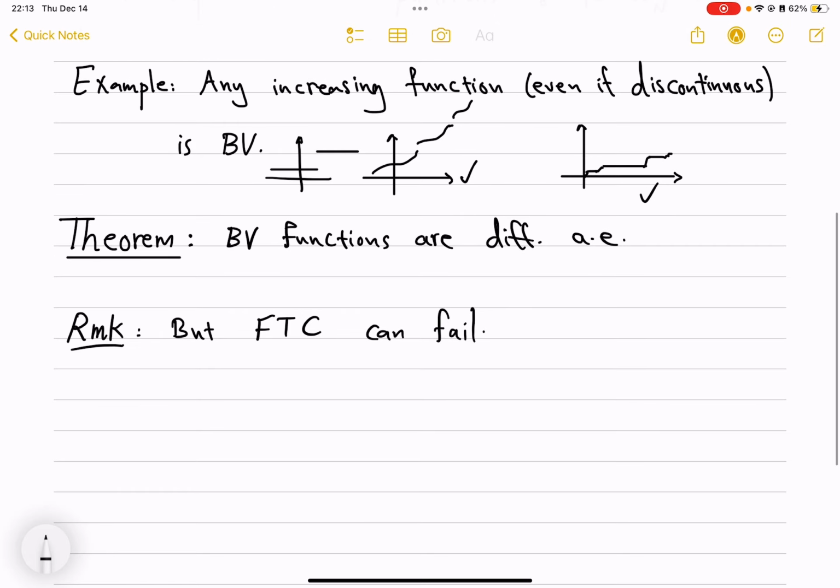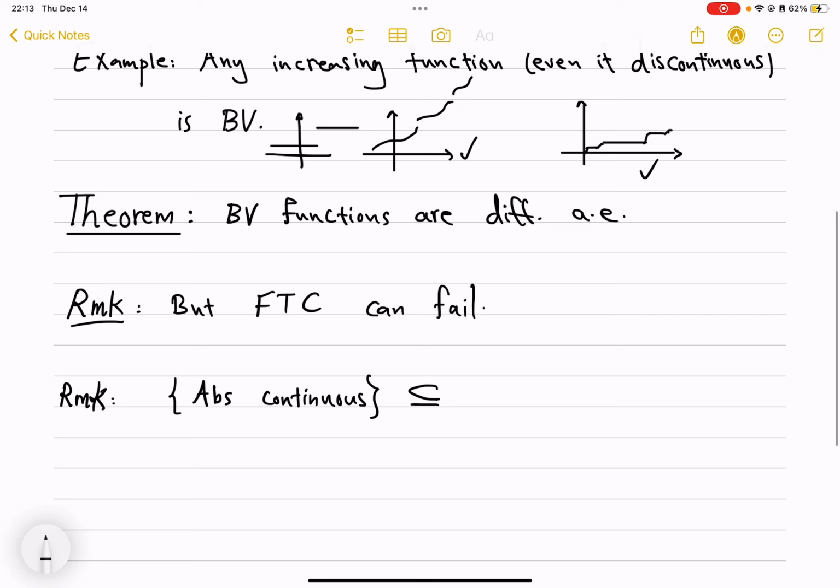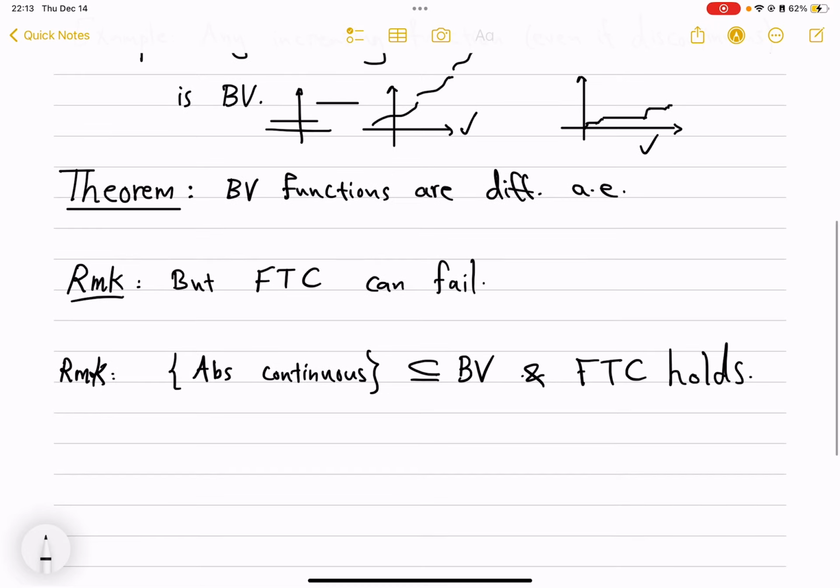And then we saw that the class of absolutely continuous functions on a compact interval is a subset of BV functions. And for these we have the FTC, and this is exactly the largest class where FTC holds, which we have talked about in the past 2 videos.